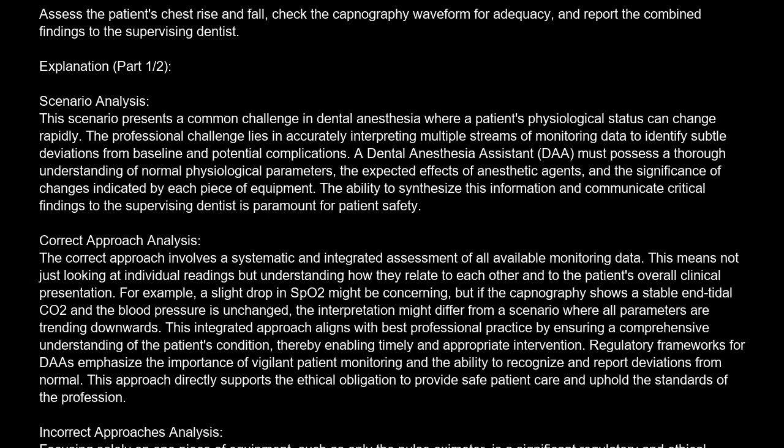The professional challenge lies in accurately interpreting multiple streams of monitoring data to identify subtle deviations from baseline and potential complications. A dental anesthesia assistant, DAA, must possess a thorough understanding of normal physiological parameters, the expected effects of anesthetic agents, and the significance of changes indicated by each piece of equipment. The ability to synthesize this information and communicate critical findings to the supervising dentist is paramount for patient safety.